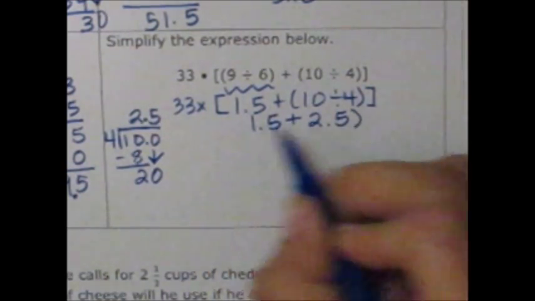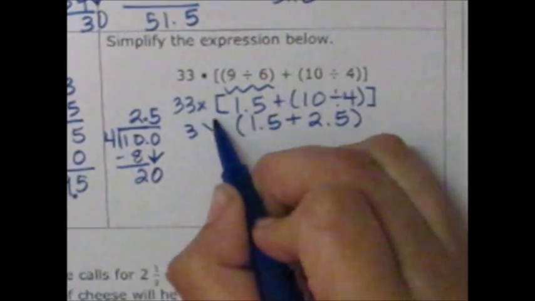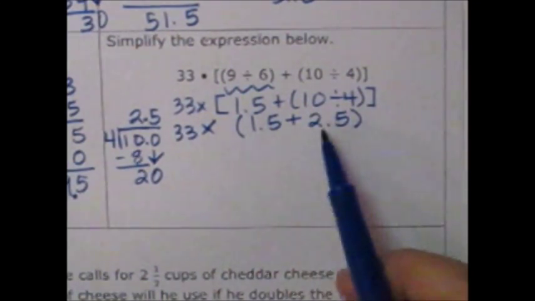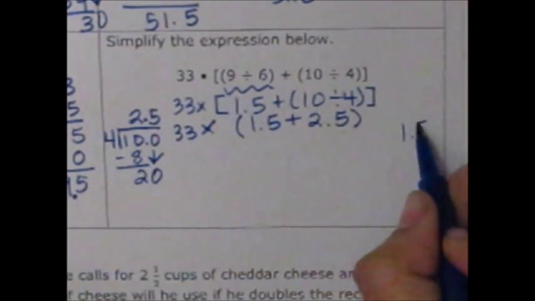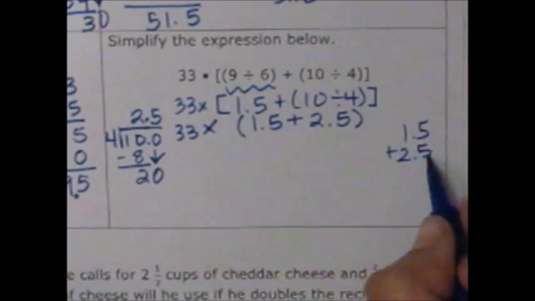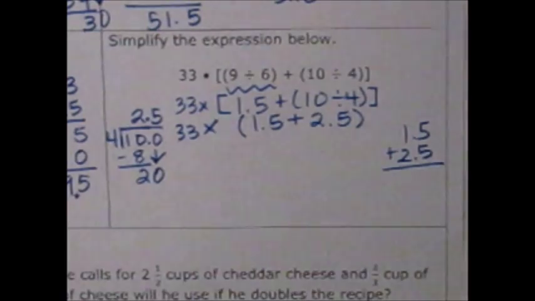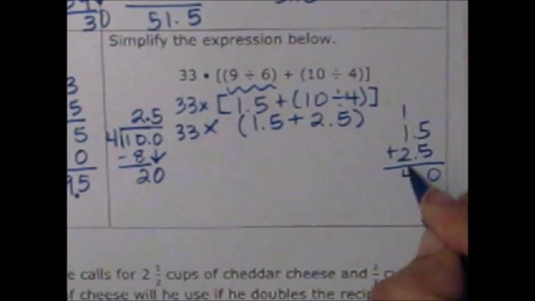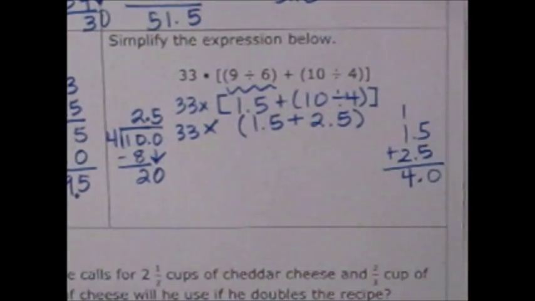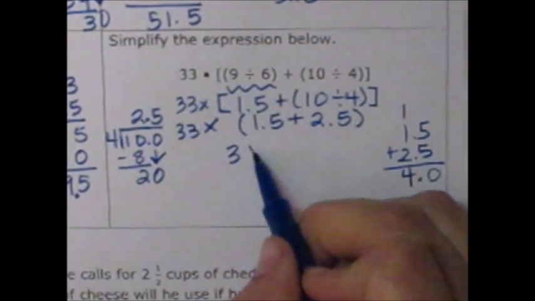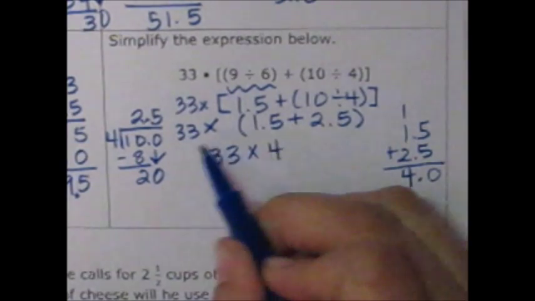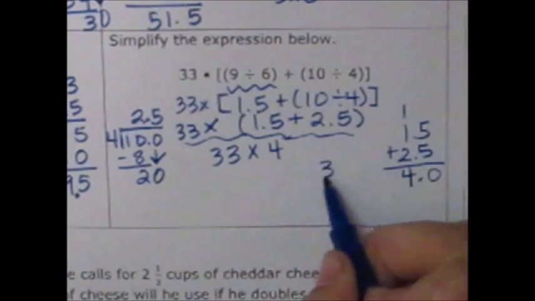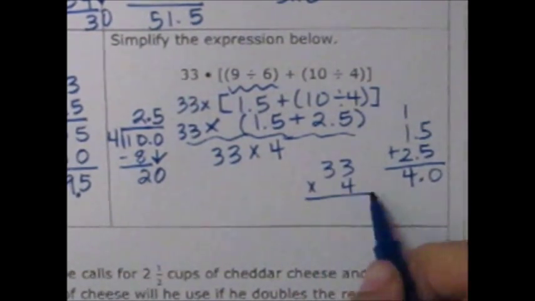Okay, so that is there, 33 times, right? So now I need to add the 1 1/2 and 2 1/2. 1 1/2 plus 2 1/2. Remember, when I'm adding, I do need to line up those decimals. 5 and 5 is 10. 1, 2, 3, 4. 4. Drop my decimal, so it's 4 as a whole number. 33 times 4. That's what I'm doing now, right? I dropped all that. So over here on the side, 33 times 4.